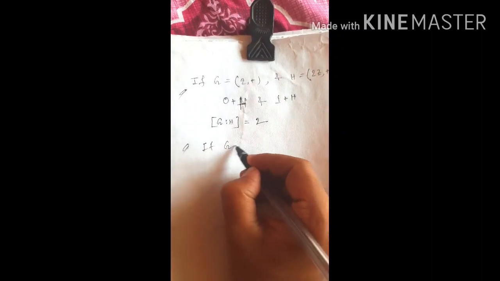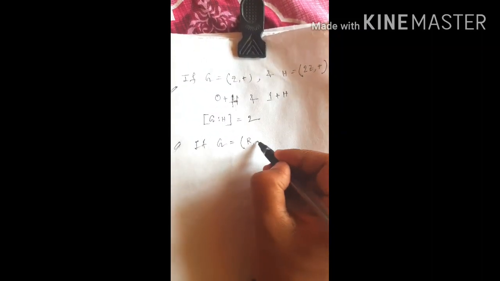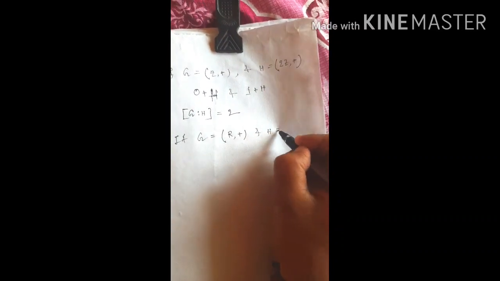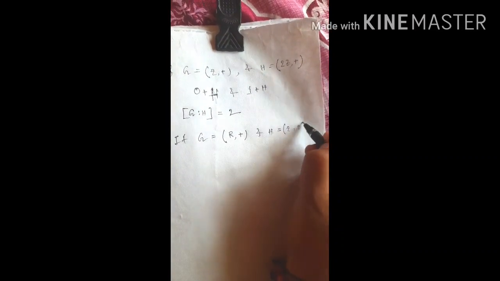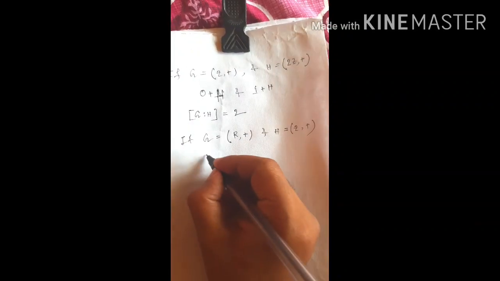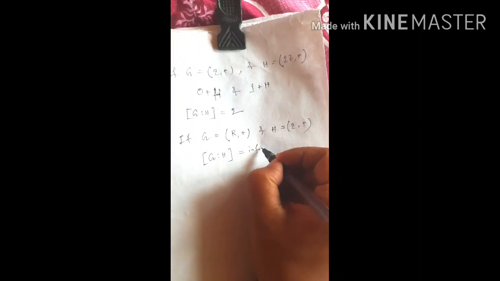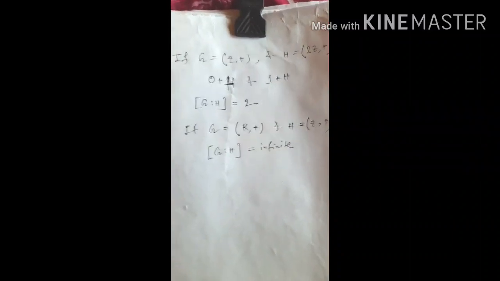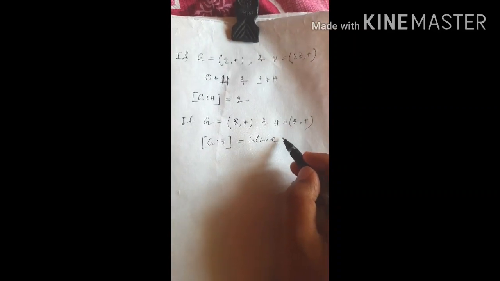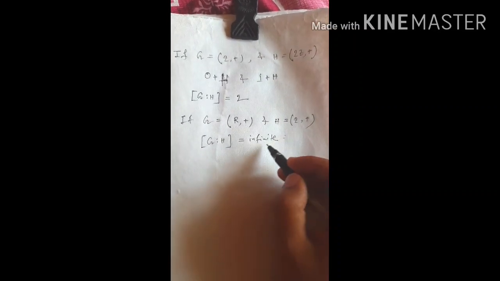For the next example, if G equals R, plus, where R is the real numbers, and H equals Z, plus, then [G:H] will be infinite, because there is an infinite number of distinct left cosets of H in G. So here the index number is infinite.